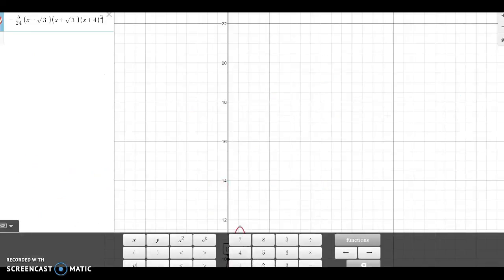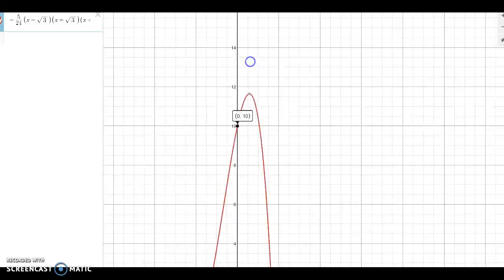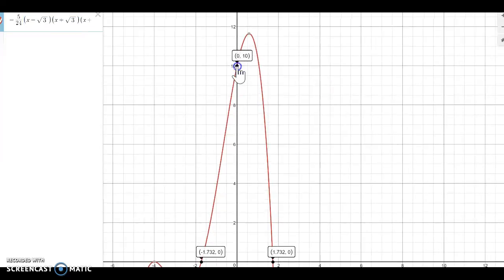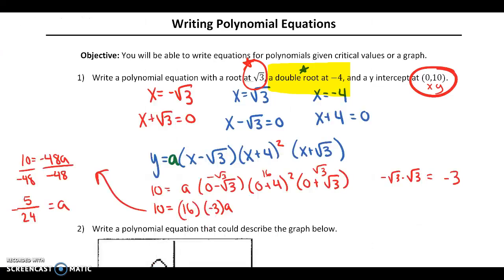Okay, so I plug that into Desmos. We can just double check that graph. So negative 5 over 24 is my a. And then I have all my zeros and my multiplicity done correctly. Here's my graph, and my y-intercept's where I want it to be. It's at 10. Okay, if you multiply this all out and get it in standard form, you should be able to see that 10. But when it's not in standard form, you will not be able to see the 10.